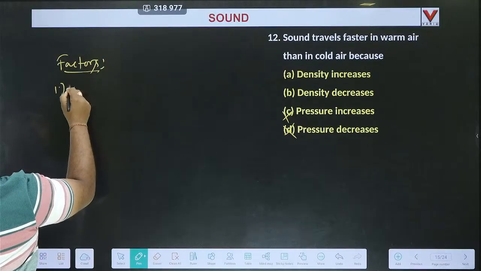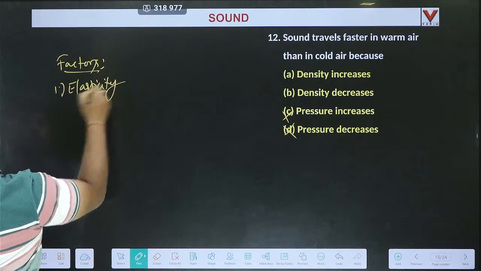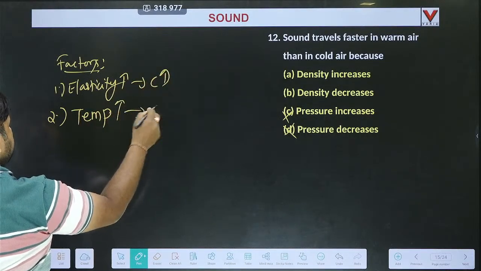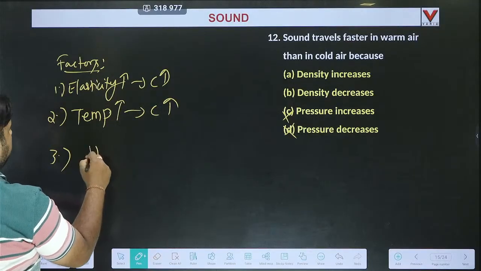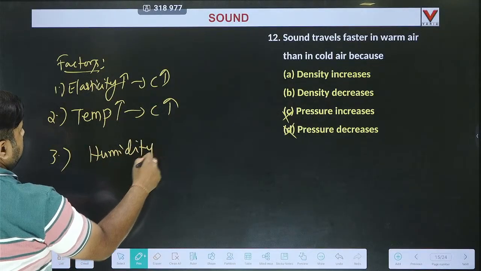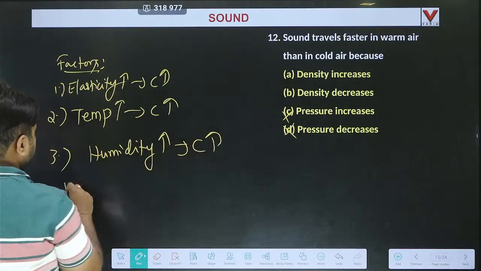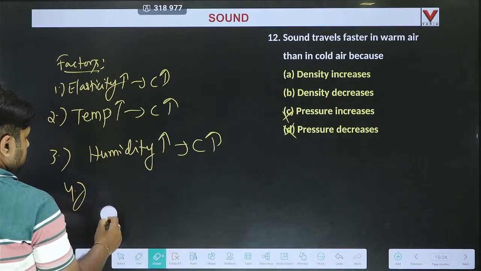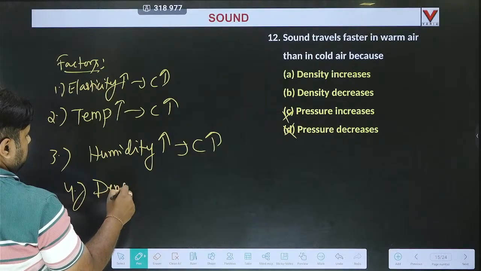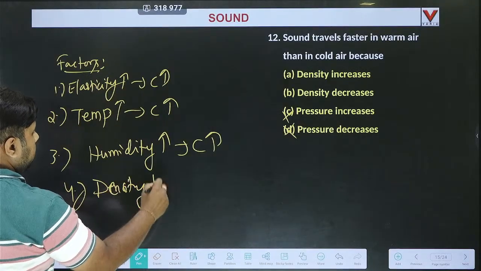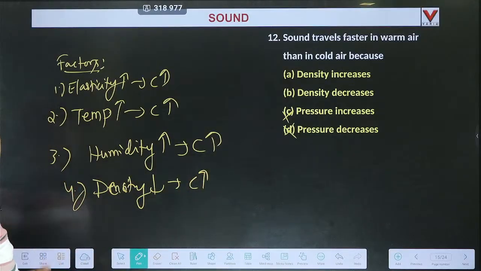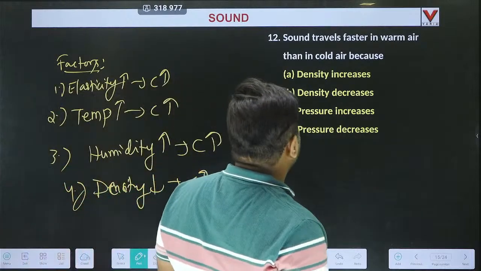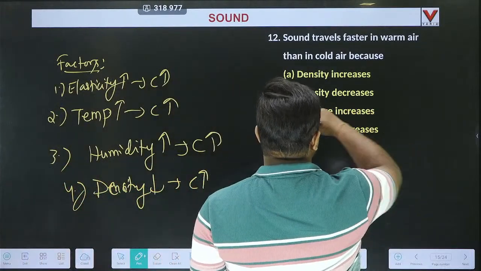First, elasticity. Second, temperature: if temperature increases, the speed of sound will increase. Third, humidity: if humidity increases, the speed of sound will increase. Fourth, density: if density decreases, the speed of sound will increase, because when it is lighter it will be able to move freely. So sound travels faster in warm air than in cold air because density decreases.